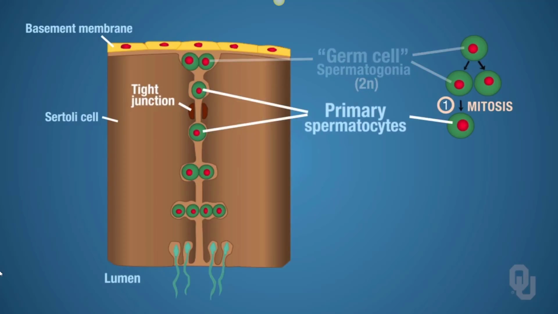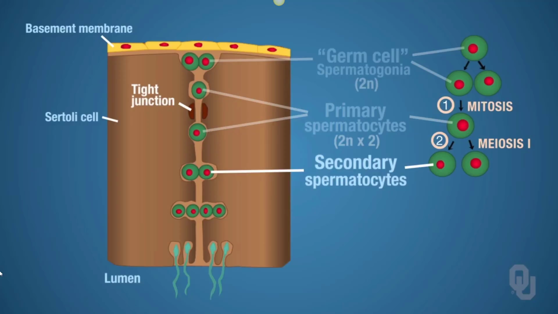And they do that by undergoing mitosis. So those primary spermatocytes are also diploid, because whenever a cell undergoes mitosis, the cells that are derived from that are identical. So these have to be diploid cells. Primary spermatocytes then undergo meiosis 1. When they undergo meiosis 1, they're going to produce secondary spermatocytes. Secondary spermatocytes are haploid, so they are 1N.